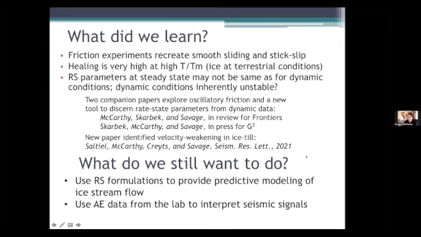So some of the things we still want to do, I put out that big plea: if you have observational data, we would love to work with you and to use the rate state formulations to provide more predictive modeling. So please reach out. We also are hoping to use this AE data. I know there's not a one-to-one correlation between acoustic emissions in the lab and seismic signals, but there's some relationship there, and we're hoping we could shed some light on that.